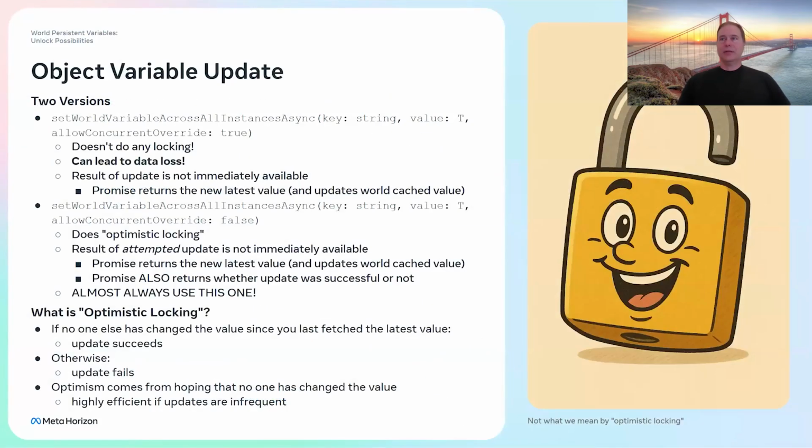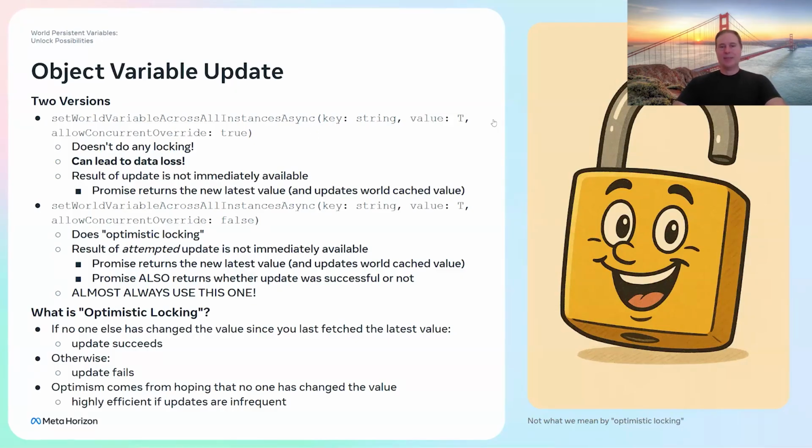in order to get the value. So I'm going to jump forward to talk about object variable update. So that was what we were talking about, the numeric counter update, where you can increment or decrement a counter. So object variable update, basically you're just replacing the whole JSON object that's being stored in the WPV all at once. And there's two versions of this, and it has this really long name. It's called set world variable across all instances async.